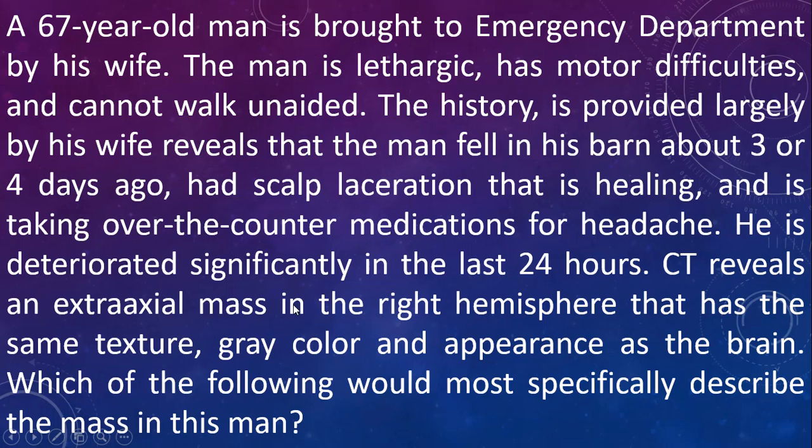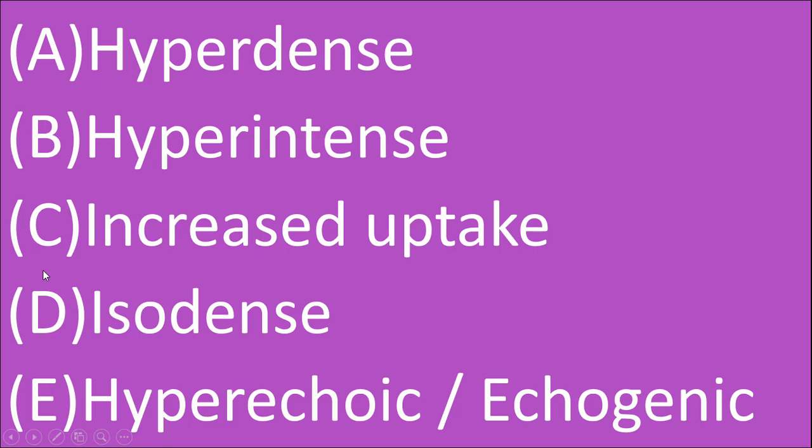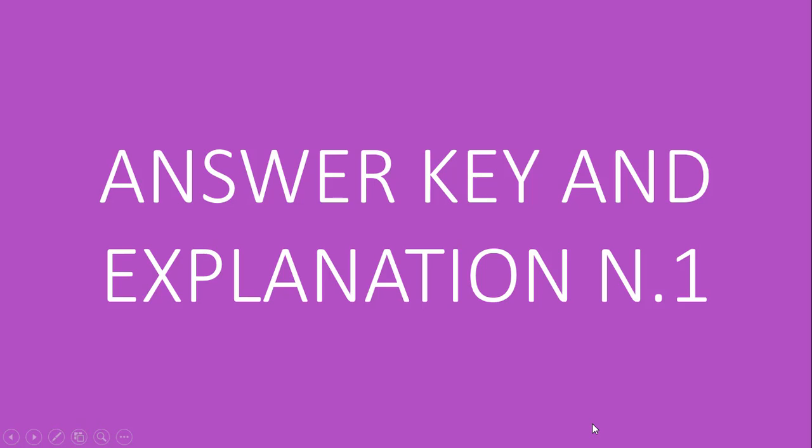CT reveals an extra-axial mass in the right hemisphere that has the same texture, gray color, and appearance as the brain. Which of the following would most specifically describe the mass in this man? A. Hyperdense. B. Hyperintense. C. Increased uptake. D. Isodense. E. Hypoechoic or echogenic. Answer key and explanation number 1.